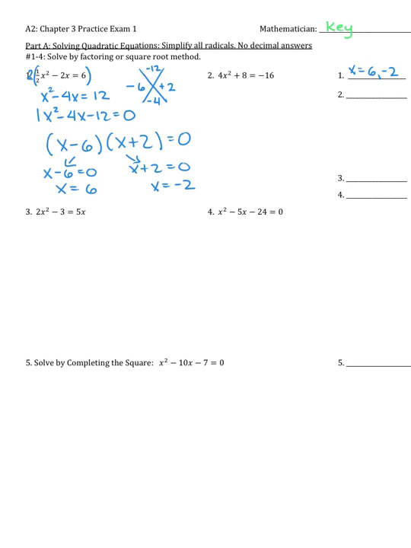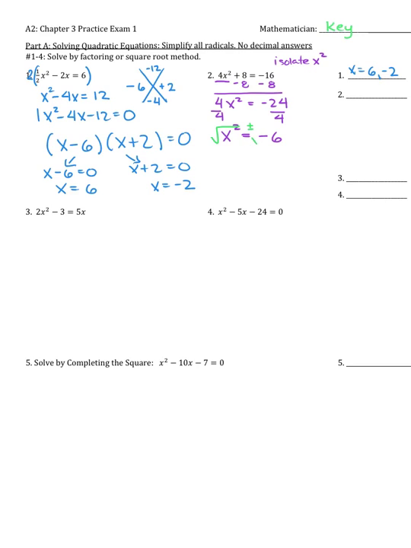Okay. On number 2, notice we only have the x squared term. So what we're going to do is the square root method, which means you want to isolate x squared before you do anything else. So the first thing I'm going to do is subtract 8 from both sides. So that gives me 4x squared equals a negative 24. I still have to isolate my x squared, so I divide through by 4, and I get x squared equals negative 6. So now you are ready to take the square root of both sides.